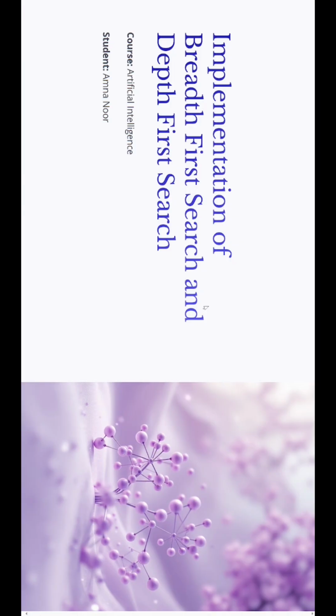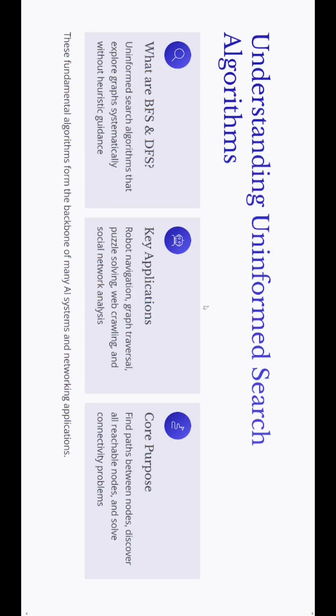So basically, BFS and DFS are known as uninformed search algorithms. What this means is that these algorithms do not have any prior knowledge about the goal. They simply explore the graph step by step in a systematic way.